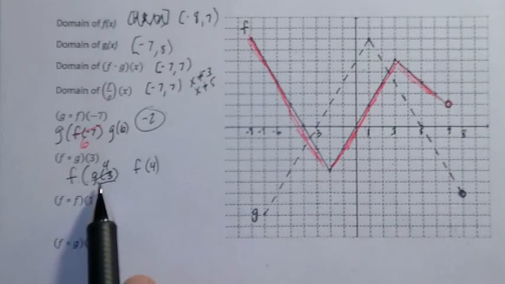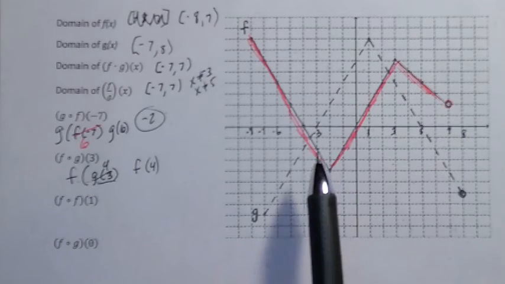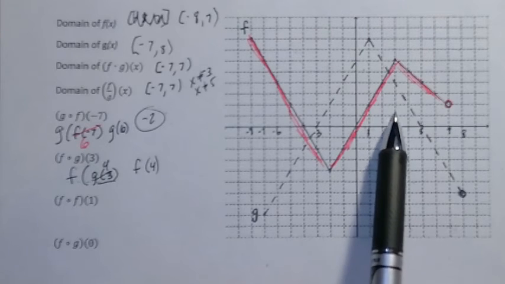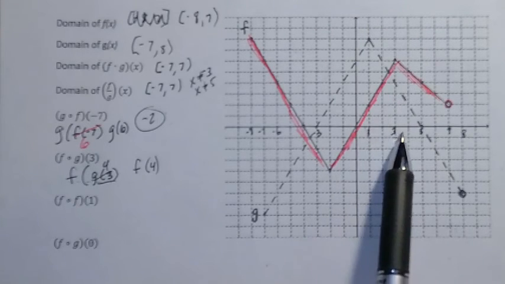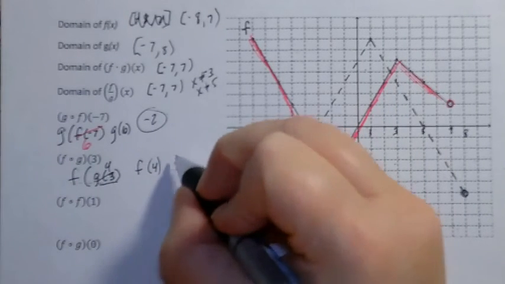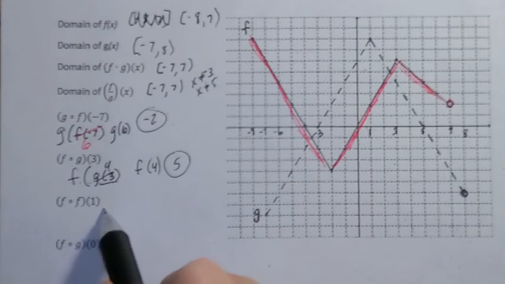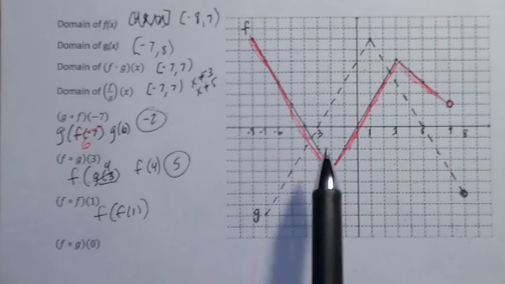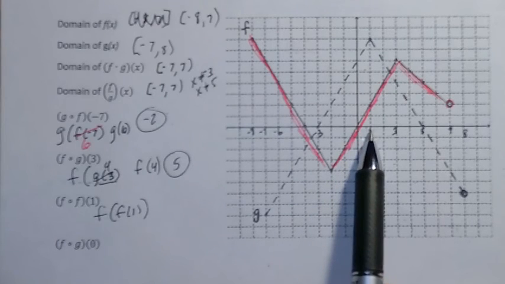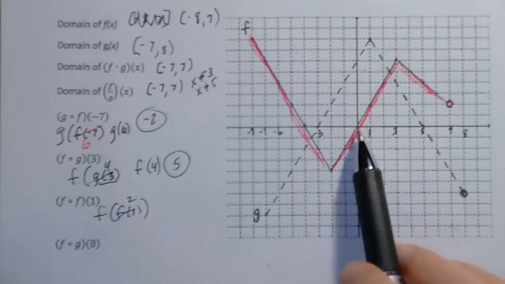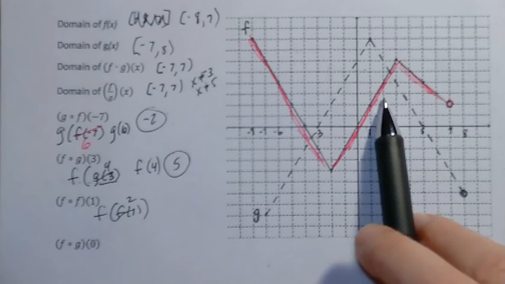Let me make sure I did that right. G of 3. Did I? 1, 2, 3, and G is the dotted line. 1, 2, 3, 4. Okay, and now I'm going to go to 4. 1, 2, 3, 4, 5. That's right. Okay, let's find F of F of 1. So I'm going to evaluate F at 1. The F function is the pink function, which is 2. And now I'm going to evaluate F at 2, which is 4.